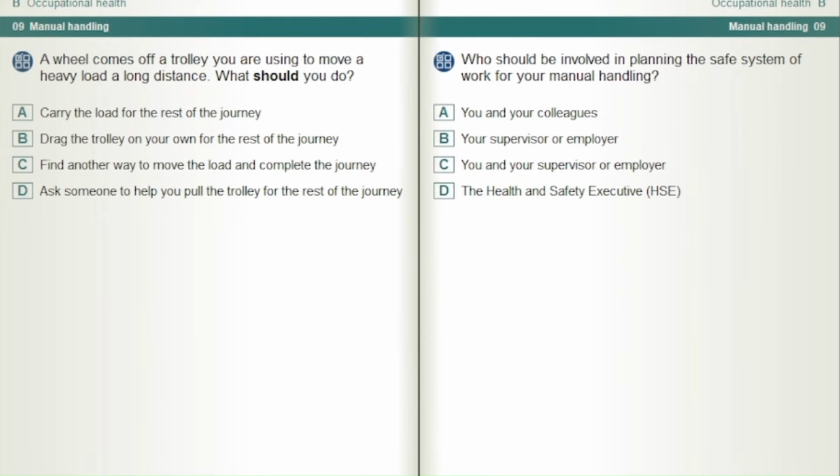A wheel comes off a trolley you are using to move a heavy load a long distance. What should you do? Carry the load for the rest of the journey. Drag the trolley on your own for the rest of the journey. Find another way to move the load and complete the journey. Ask someone to help you pull the trolley for the rest of the journey.